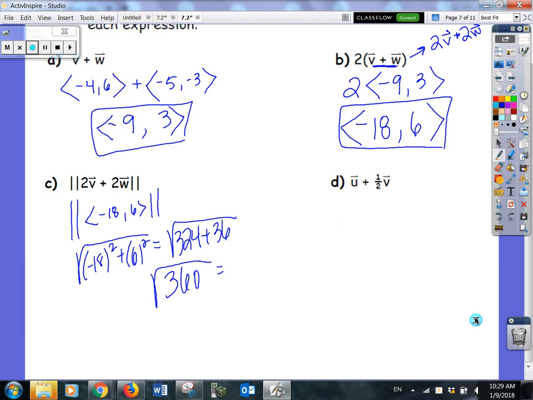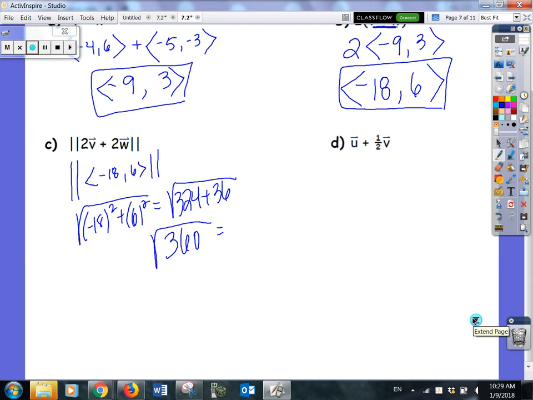360 is a pretty easy one to simplify because of 36. The way I do that is I think of that as 36 times 10. 36 is a perfect square, so 6 root 10 would be your magnitude. So again, those two little double bars on the side of a vector mean find the magnitude, the square root of a squared plus b squared. A is the horizontal change and b is the vertical change.